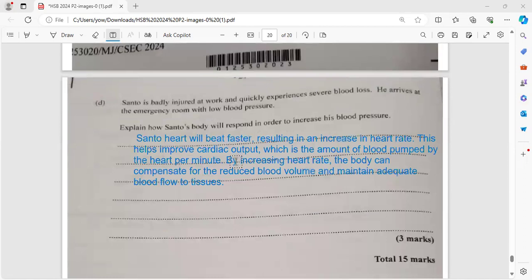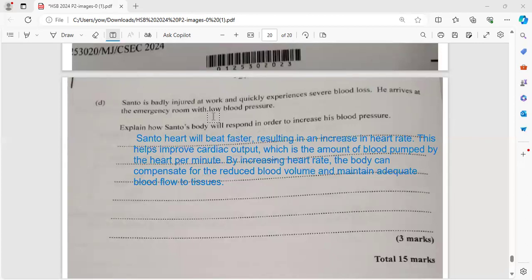All right. Next, it says Santo is badly injured at work and quickly experiences severe blood loss. He arrives at the emergency room with low blood pressure. Explain how Santo's body will respond in order to increase his blood pressure. So obviously, Santo's heart will beat faster, resulting in an increase in the heart rate. So this will improve the cardiac output, meaning the output of blood. So this would compensate or make up for the reduced blood volume based on the blood that is lost.